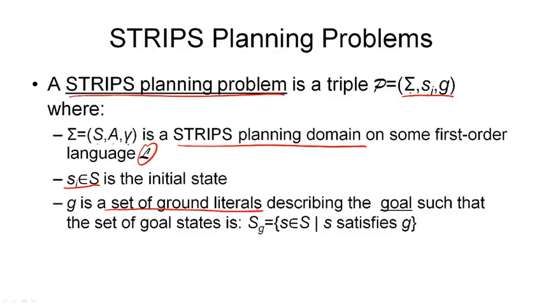And once we are given a goal described in this way, we can define the set of possible goal states as all those states in S that satisfy the goal. And satisfaction was something we defined earlier. You may remember this symbol. We said that S satisfies G if all the positive literals in G are true in S and none of the negative literals in G hold in S. So that is the definition of a planning problem.